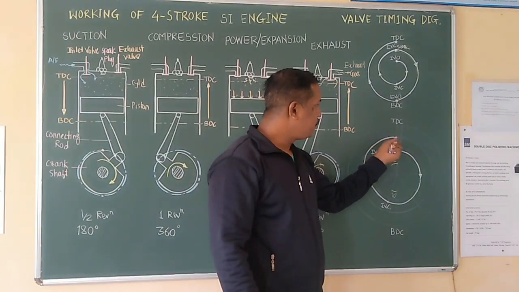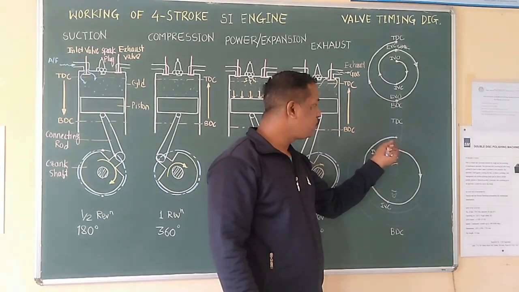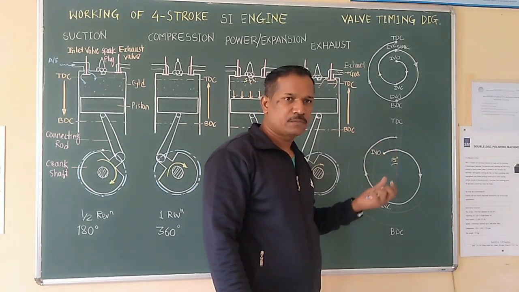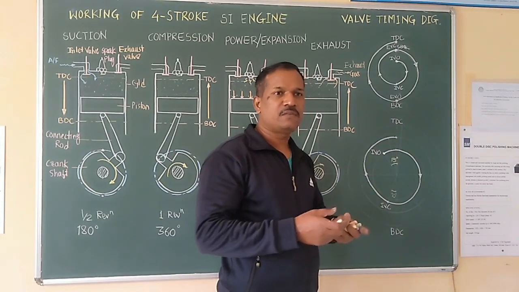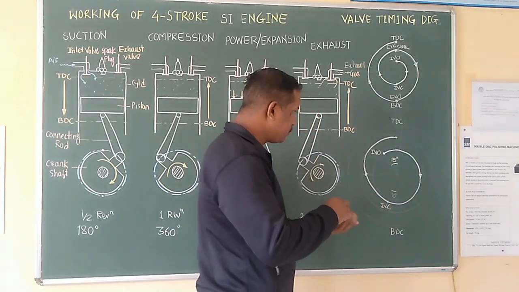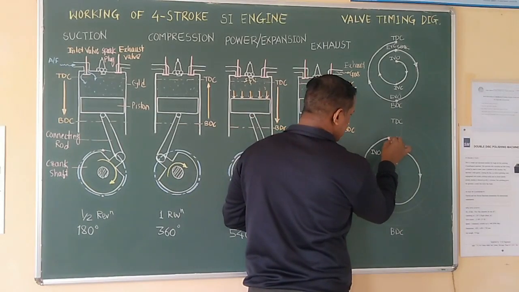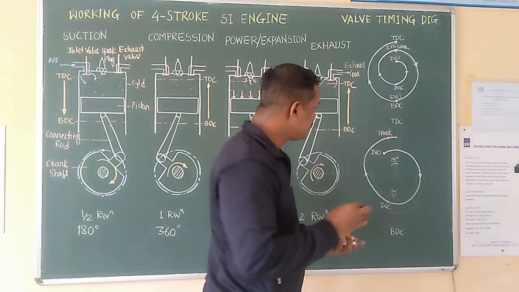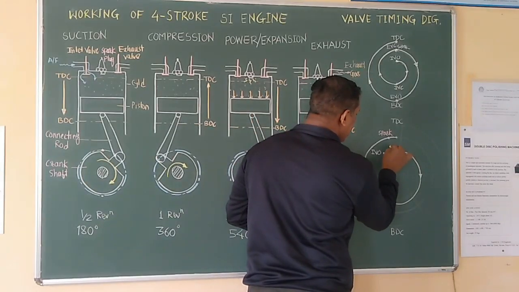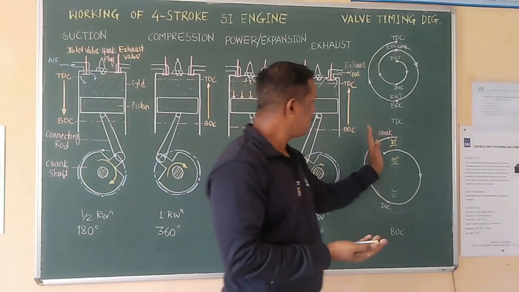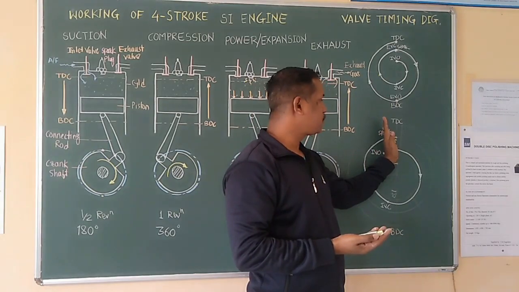But before the end of the compression stroke, we have to produce a spark, because after producing a spark, there is some time interval before the burning starts. So we have to produce a spark. This is the spark produced. So the spark is not produced exactly at TDC at the end of compression. It is produced about 10 degrees before TDC. So the piston, 10 degrees before TDC, will produce a spark.